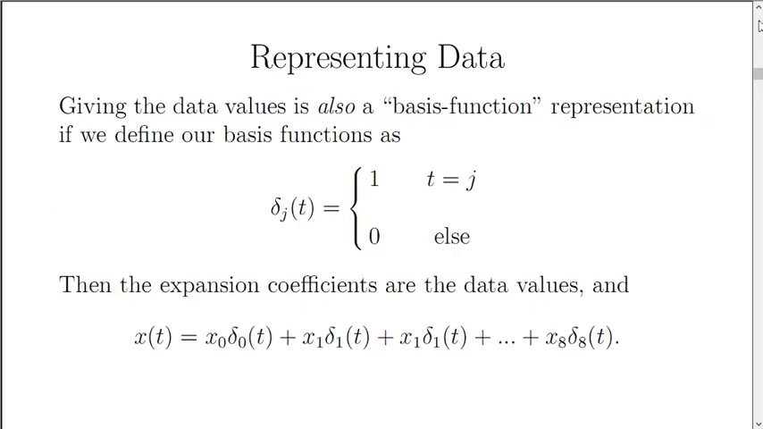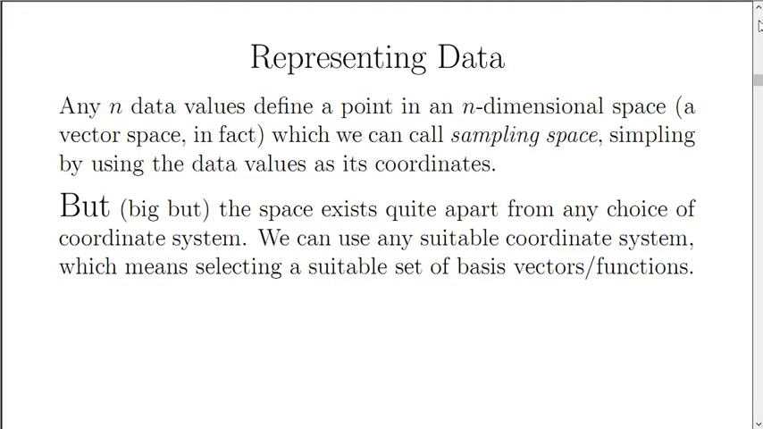Well, giving the data values instead of some polynomial in time, it's also a basis function representation. If we define basis functions in the following way, I've called them delta functions. Delta sub j of time is equal to 1 if the time is equal to j, and equal to 0 otherwise. And then we can express it as a function, which is a sum of coefficients times basis functions, and the coefficients turn out to be the data values themselves, which makes the delta basis rather convenient.